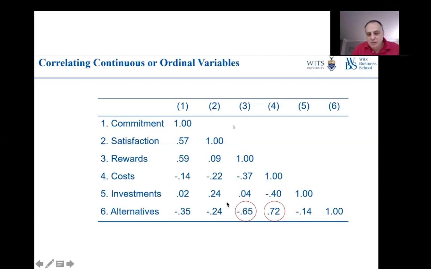Please don't get sidetracked with the minus. So the alternative is correlated to number 3, which is rewards. So cost and rewards would be quite closely correlated to the alternatives in this particular case.